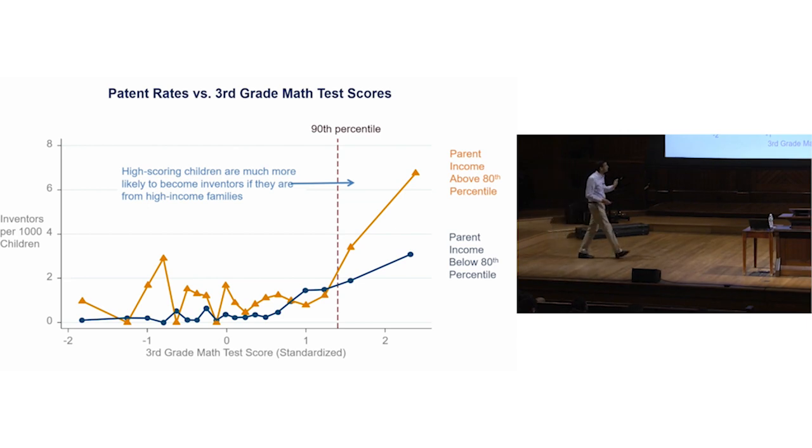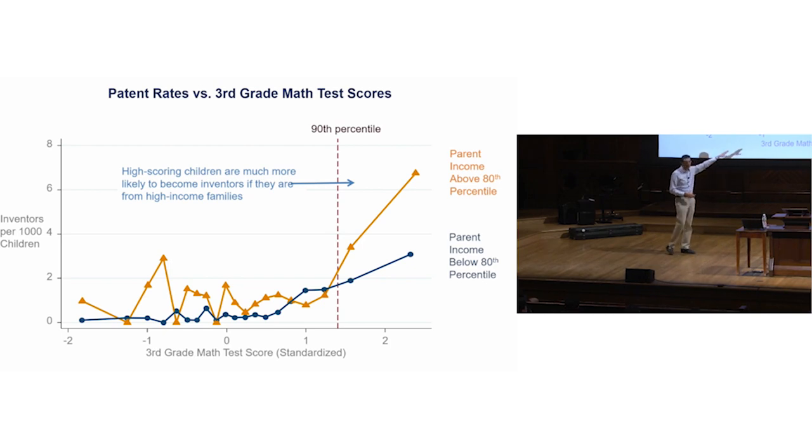What you see is a very striking pattern: high scoring kids are much more likely to become inventors if they're from high income families. If you're from a low or middle income family, in the blue, and you're at the top of your third grade math class, it doesn't seem to do a whole lot for your probability of becoming an inventor. But if you're from a high income family, there's a huge increase in the probability you become an inventor if you're at the top of your third grade math class, right?